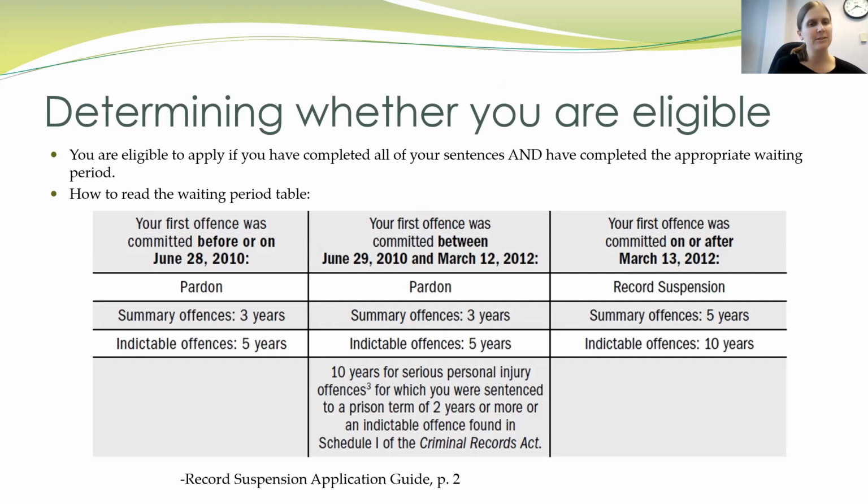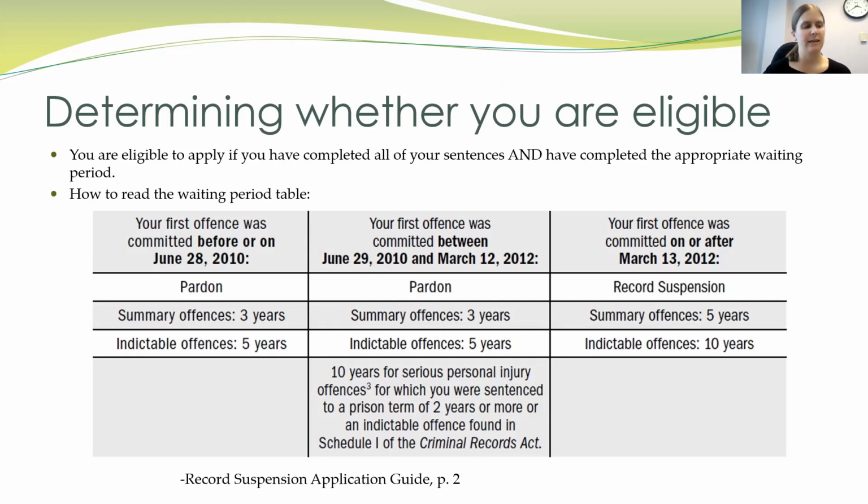Basically, you have to first identify when your first offense was committed, and whether it was a summary or indictable conviction. You'll be able to see on this table that summary offenses and indictable offenses have different waiting periods. Just so you're aware, indictable offenses are more serious offenses. An example is aggravated assault. That's an indictable offense, whereas summary offenses are less serious offenses. Disturbing the peace is an example of a summary offense.